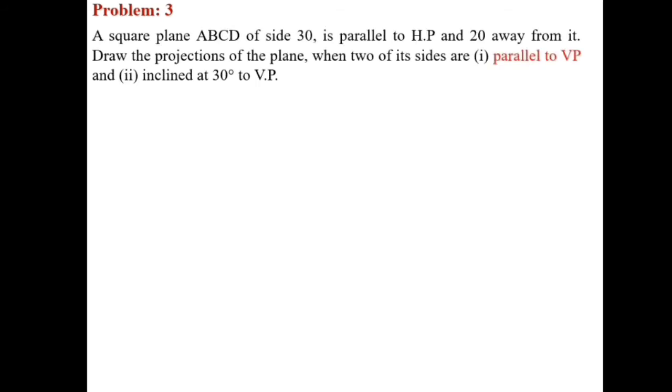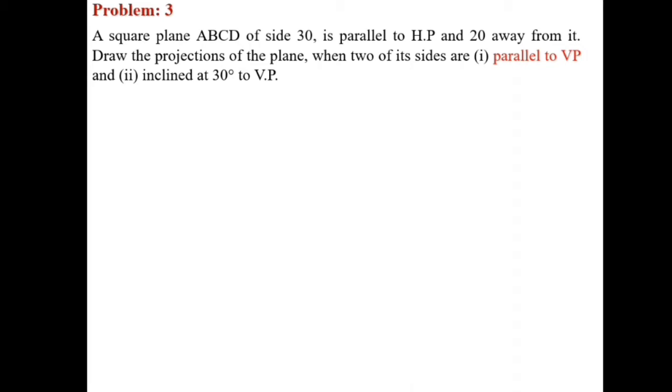Next, problem number 3. A square plane ABCD of side 30 is parallel to HP and 20 away from it. Draw the projection of the plane when two of its sides are parallel to VP and inclined 30 degree to VP. So here the two conditions are given. One is parallel to VP and the other is inclined 30 degree to VP.